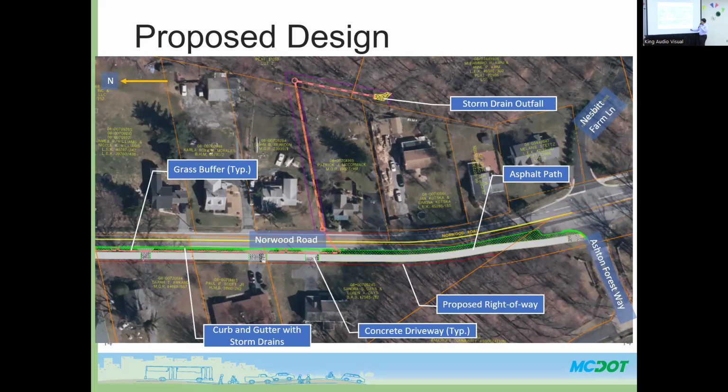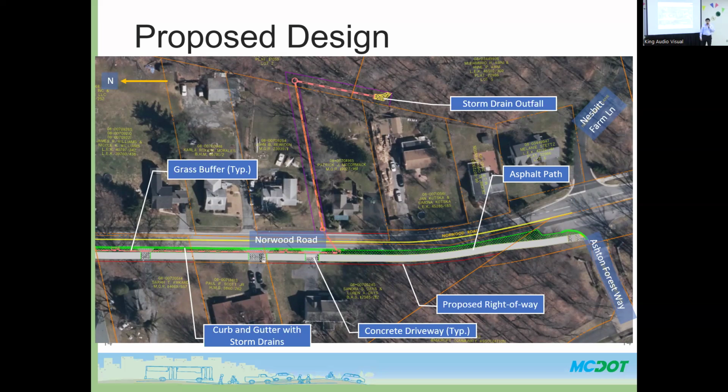So the left side of this page is picking off where the right side was on the previous. Again, Norwood Road, the left side of this page is north, the right side is south. Here's Ashton Forest Way all the way on the bottom right. That's the end of our proposed alignment. Again, for the shared use path, we're proposing a 10-foot wide asphalt path. We'll show you a typical section in a second. It's the same section that I just presented to you previously.